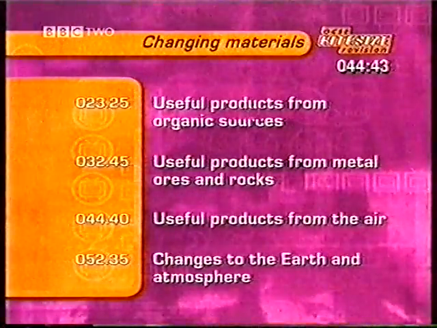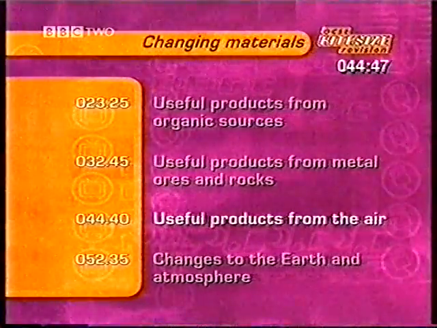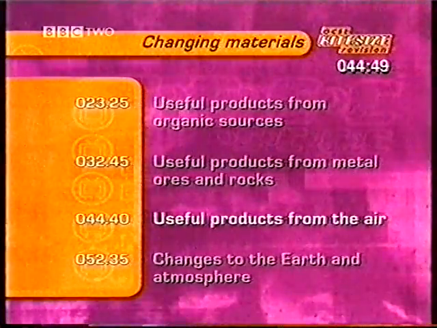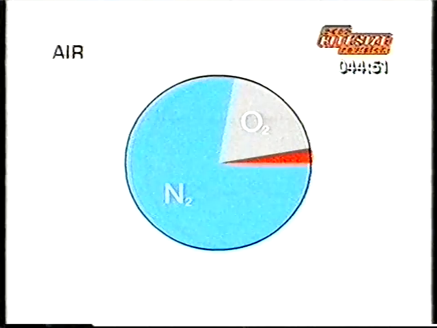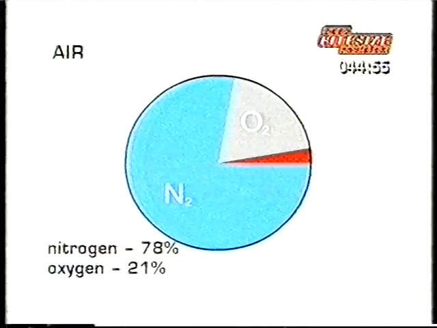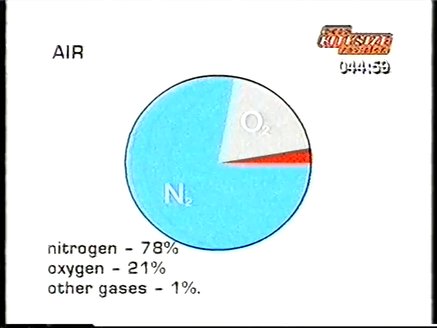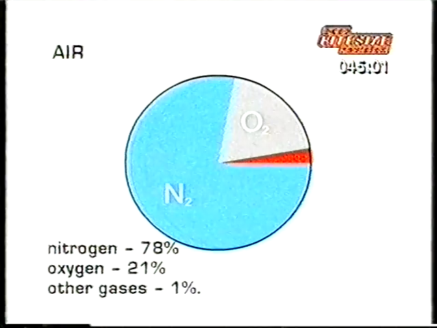The next section is about getting useful products from the air. First, let's check what air is made of. Air is 78% nitrogen, 21% oxygen, and 1% other gases, mainly carbon dioxide and methane.